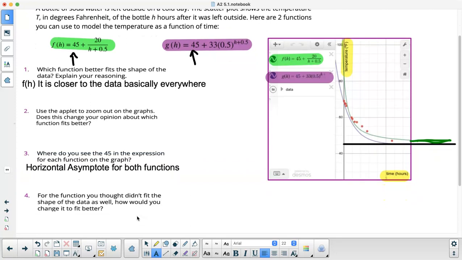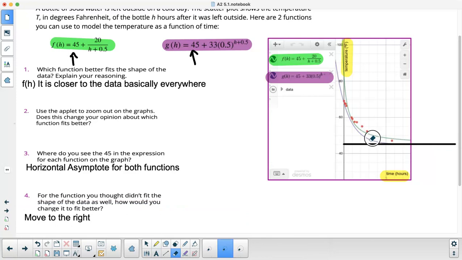Okay, number four. For the function you thought didn't fit the shape of the data as well, how would you change it to fit better? So I would translate it a little bit. I would move it to the right. I'm not really sure how much. We have to kind of play with it a little bit more. And if you had your textbook, you could use some tracing paper. That would be a really good way to do it. But here, let me just, oops.